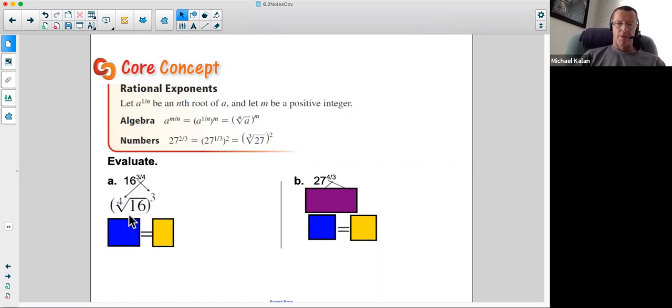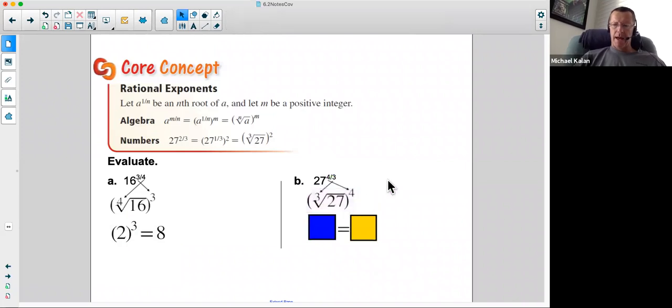Okay, so then we take the 4th root of 16, and again, they're not asking for all real roots, so we're taking the positive one. We're going to take 2, right? And then we're going to cube that, which is 8. Okay, all right, so using these as a guide, rewrite this one. Pause the video and rewrite it.